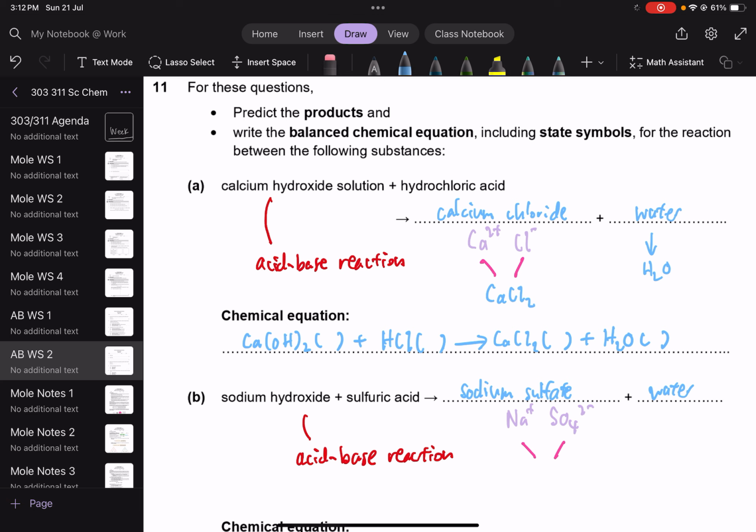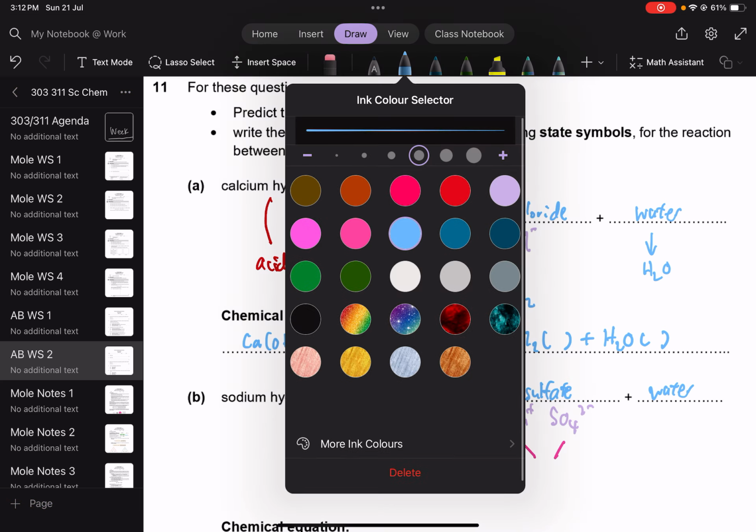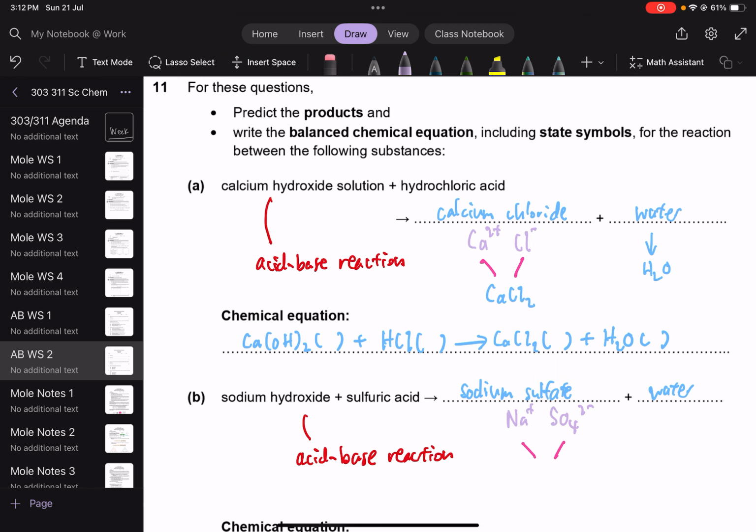Now, what should the state symbols be in this equation? From here we see calcium hydroxide solution. Maybe you can highlight this word, solution. When we mention a solution in chemistry, the solution actually contains water. So with that in mind, whenever you see solution, you can just write the state symbol as aqueous. Hydrochloric acid is also in the aqueous state.